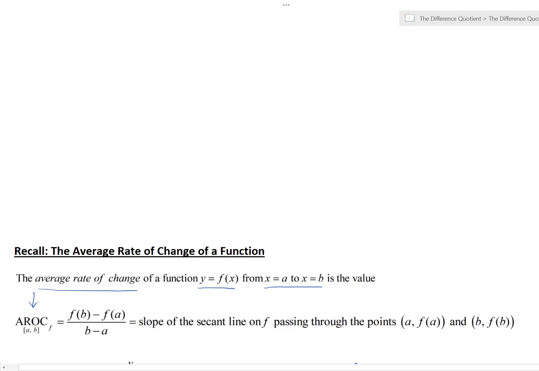Notation here, sometimes we write average rate of change acronym, AROC, over the interval a to b for the function f. It is just defined to be the difference in the values of the outputs of the function, that is f of b minus f of a on top in the numerator here, divided by the change in the x direction, the horizontal direction. So that is just the same as the slope of the secant line, remember, passing through the 2 points of interest on the graph of f, a comma f of a and b comma f of b.